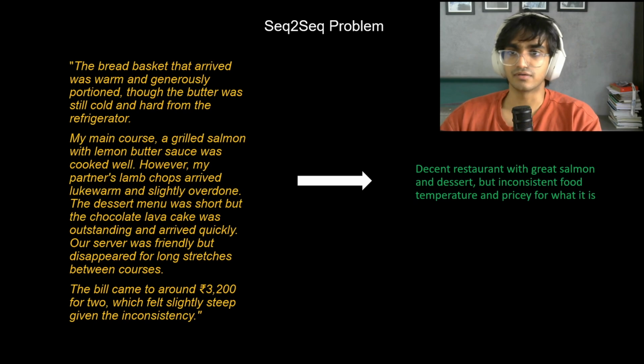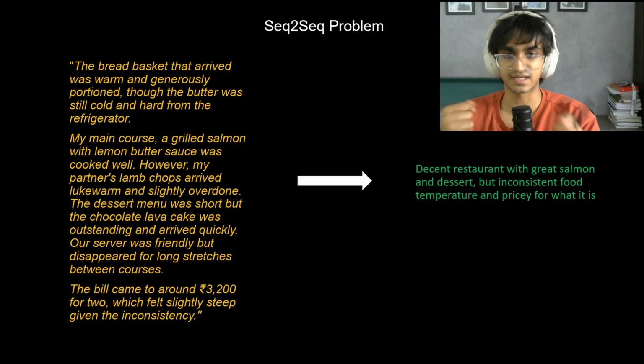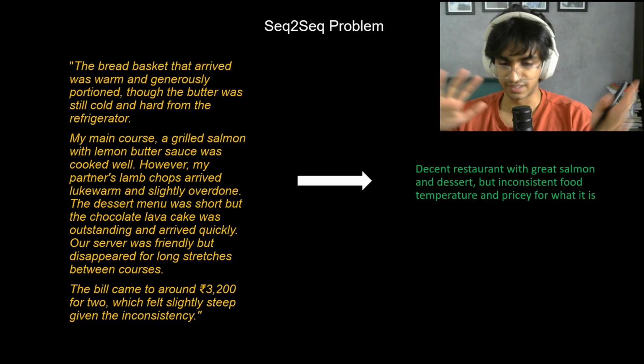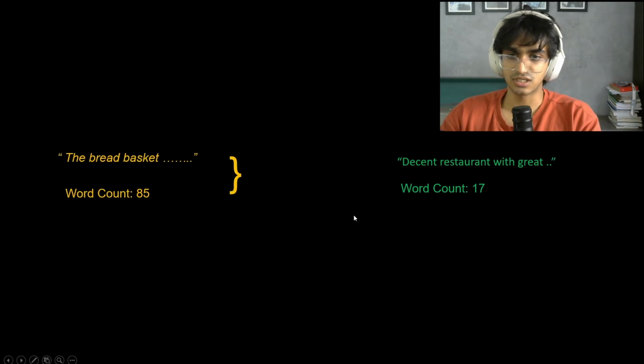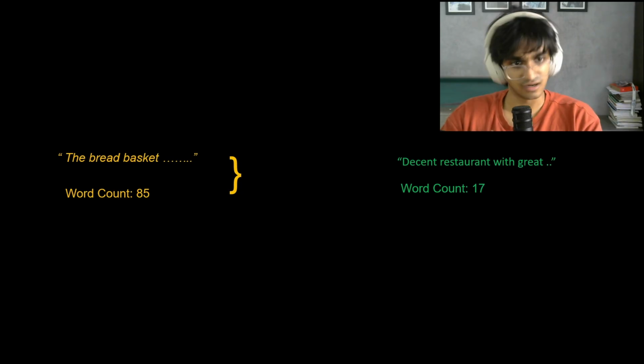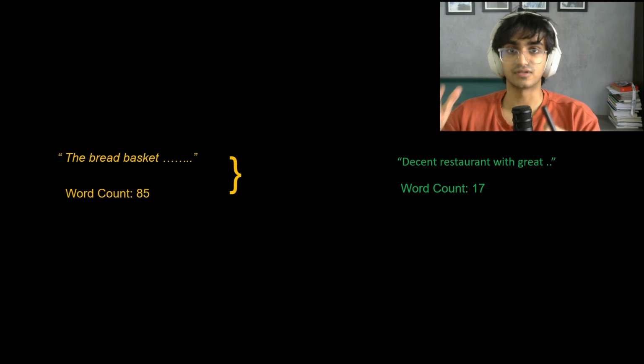Consider this input where we have the breadbasket, yada yada yada, till given the inconsistency. We wanted to summarize it, and we get it after passing it to the sequence to sequence model. We get a summary of the text, which is: a decent restaurant, great salmon dessert, inconsistent temperature, pricey for what it is. Now, let's look at the word counts. The initial input had an 85 word count, and we've summarized it and gotten a word count of 17. This is exactly what a sequence model does. As I mentioned earlier, it doesn't have to be 85 words. It can be 120, 130, and similarly we'll get a corresponding output.